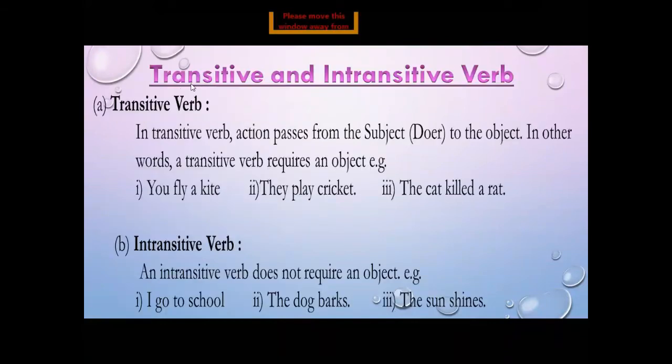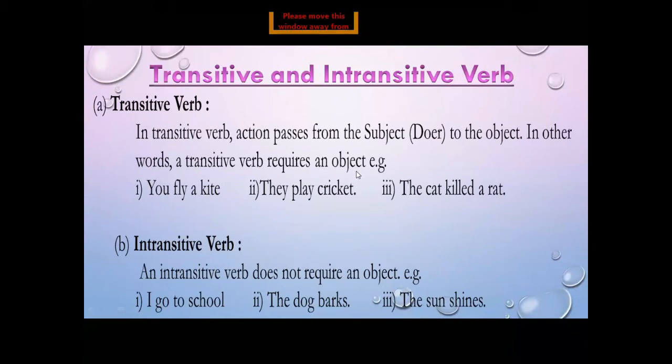Now, there are two types of verbs: transitive verbs and intransitive verbs. First we want to know which sentences can be converted into passive voice. For knowing that, it is very necessary to know about transitive and intransitive verbs. In a transitive verb, the action passes from the subject, the doer, to the object. In other words, a transitive verb requires an object. And again, it is very necessary: a transitive verb needs an object.